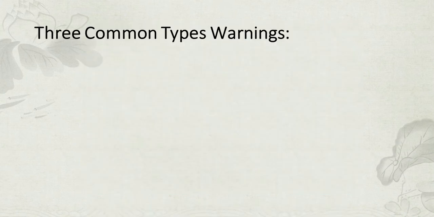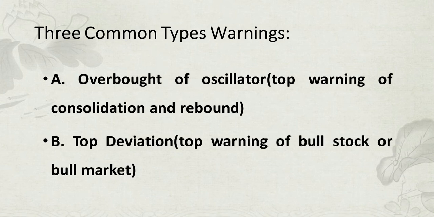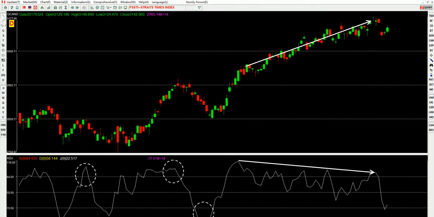There are three common types of warnings. The first one, overbought oscillator. Top warnings of consolidation and rebound. If you want to sell quickly, you can follow these three common types of warnings. The second one, top deviation. Top warnings of bull stocks in a bull market. Okay. The last one, top warning of special signals. Because recently the market is a little high, if you keep some stocks and want to know when to sell, you can follow the three common types of warnings to find some sell points.